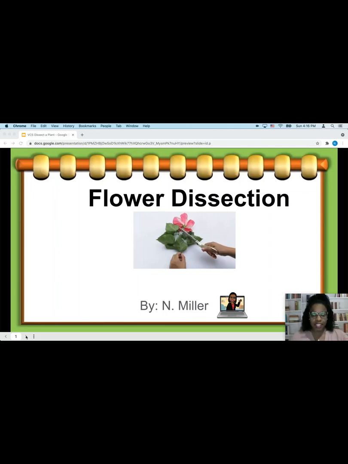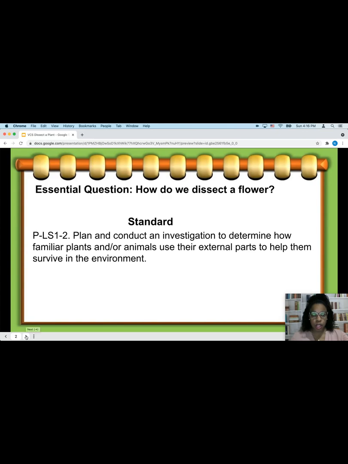Flower dissection. Essential question. How do we dissect a flower? Standard. Plan and conduct an investigation to determine how familiar plants and/or animals use their external parts to help them survive in the environment.